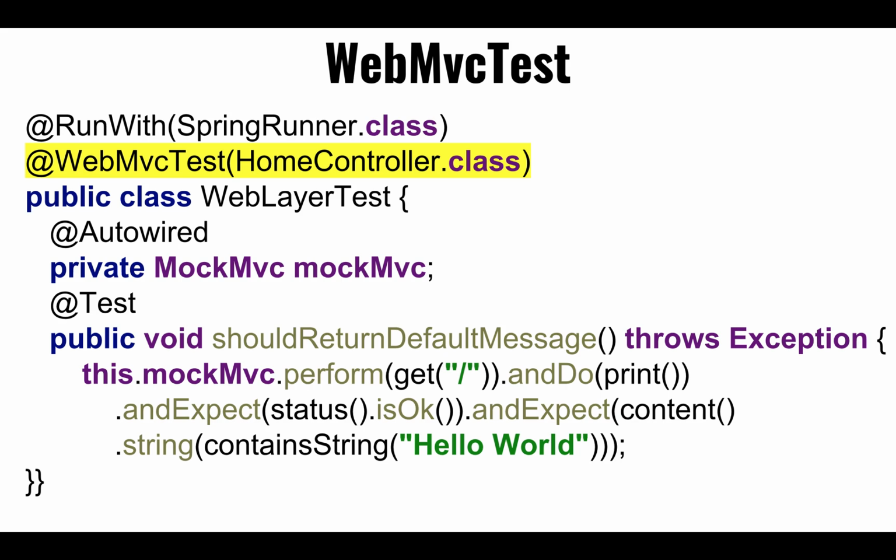So now this perform code is identical to before, but the difference is that now it doesn't have to iterate over any number of controllers to see which one matches that slash. Instead, it only matches that home controller.